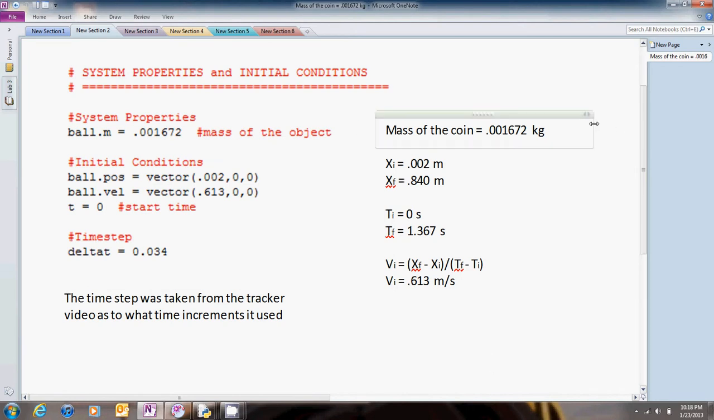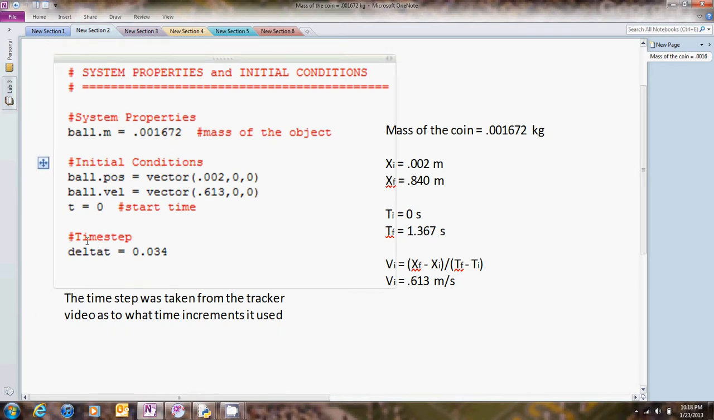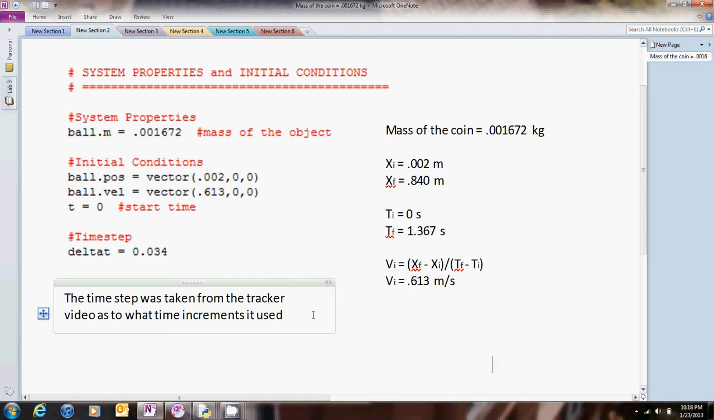The mass of the coin is 0.001672 kilograms. And to find the average velocity, I took the final position minus the initial position and divided it by the total time, which I gathered the final and initial positions from the tracker video and calculated the average velocity to be 0.613 meters per second. The time step I used, 0.034, was also taken from the video as to what time increments it used.